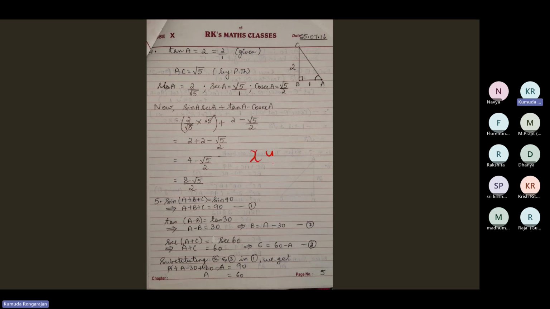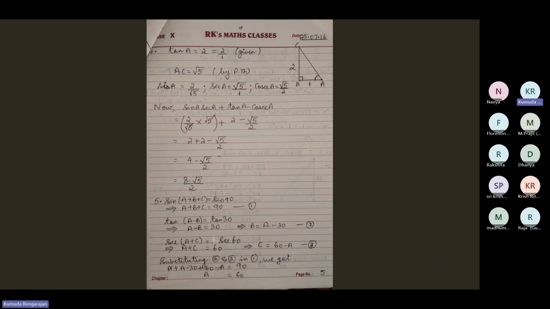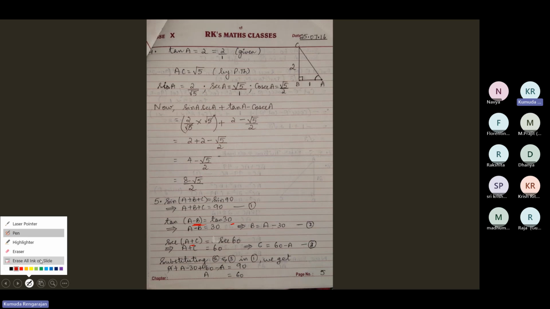If you had xy is equal to xz, you can cancel x on both sides because they have independent identities. But here, tan of A minus B is one thing, tan 30 is one thing. So you cannot cancel tan and tan, because they don't exist separately in these expressions. So on comparing both the sides, A minus B is 30 and A plus C is 60. Solve the equations and find the values of A, B, and C.